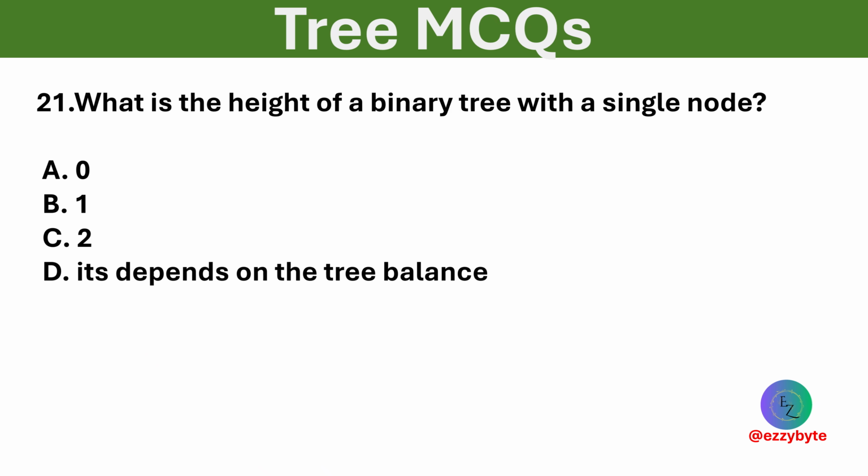What is the height of a binary tree with a single node? Options are 0, 1, 2, and it depends on the tree balance. Option A is correct. Root only means height is 0.